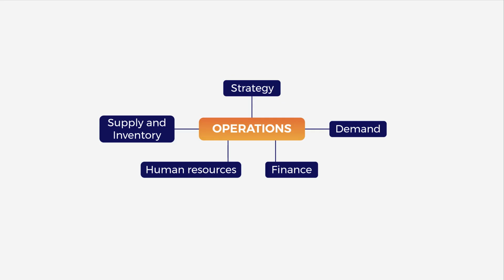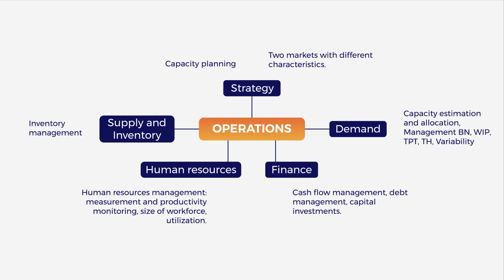With this simulation, you'll have the opportunity to manage an operation. You will be able to define its strategy in terms of the two markets that it goes to, which have different characteristics. You'll have to plan aggregate capacity. You'll also have to monitor demand, do capacity estimation and allocation, manage your resources, determine bottlenecks, your work in process inventory, throughput time, throughput variability, and other metrics.